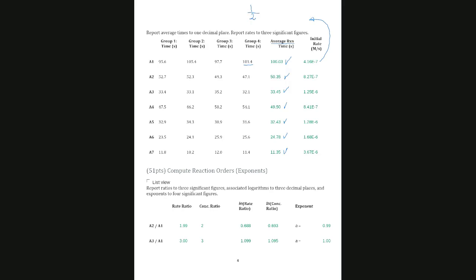half of the initial concentration of thiosulfate. In my case, I'll show you later, but let's do this. Divided by the time. Which time? This one, the average.